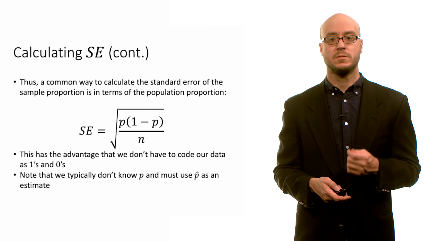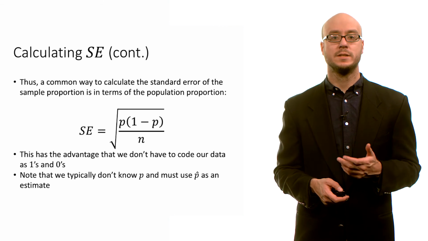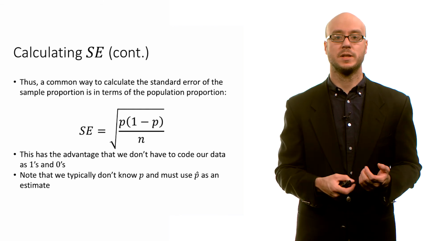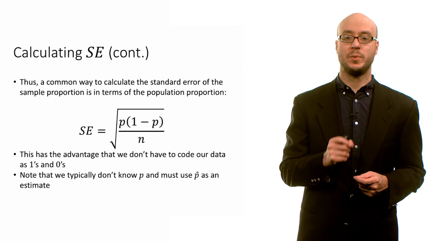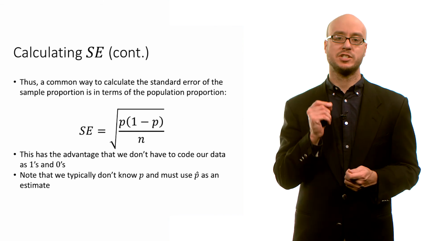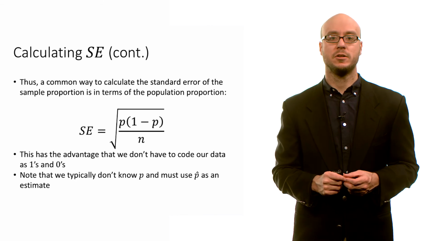Again, keep in mind that we don't always know p. That's why we're conducting inference. p is in the population, so typically we use p-hat as an estimate for p, in a similar way that, as before, we would use the sample standard deviation s as a point estimate for sigma, the population standard deviation. So just to recap, this is typically how we calculate the standard error for a proportion.